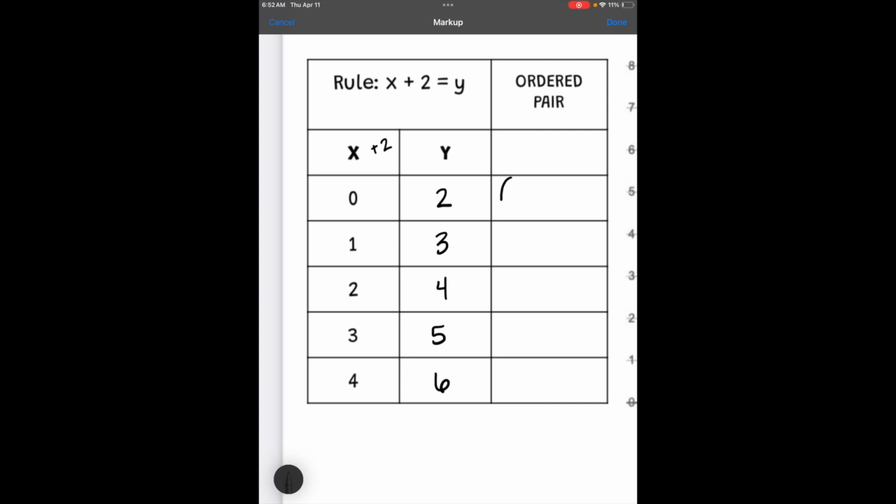Now from here, we're going to draw ordered pairs, and we need to practice what that looks like. So an ordered pair has a parenthesis. The x number comes first, comma, to separate the y number, and then a close parenthesis. Practice doing the rest of these ordered pairs.